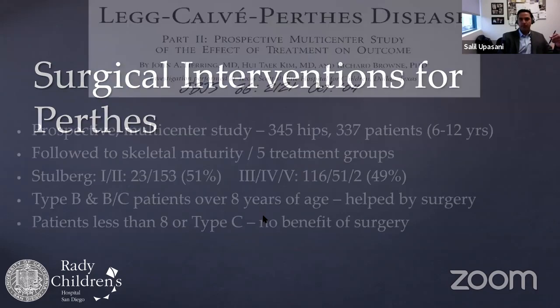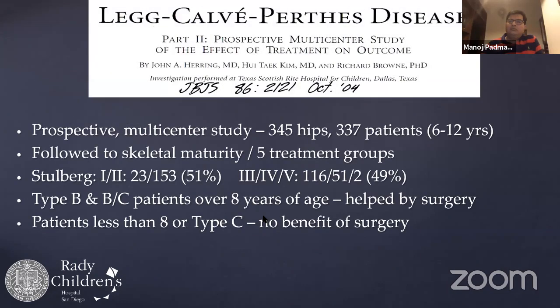Okay. So in terms of surgical treatment, we'll keep going, and then we have some more cases for discussion. This is kind of the gold standard study that everyone looks at. It was the first version of the International Perthes Study Group that was created at Texas Scottish Rite. Data published in 2004, looking at 5 different treatment groups. 51% had Stulberg 1 or 2, 50% had 3, 4s, and 5s. So that Stulberg 3 group is obviously very interesting. Do we call that a good result or a bad result? Some of those patients end up doing fine.